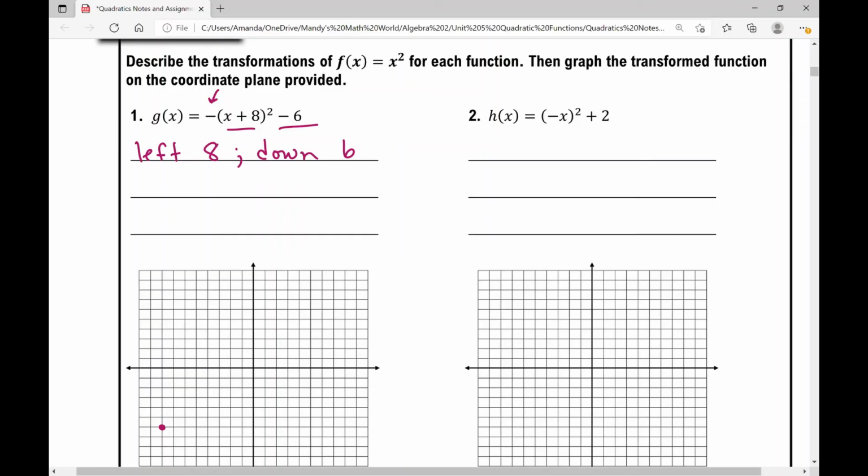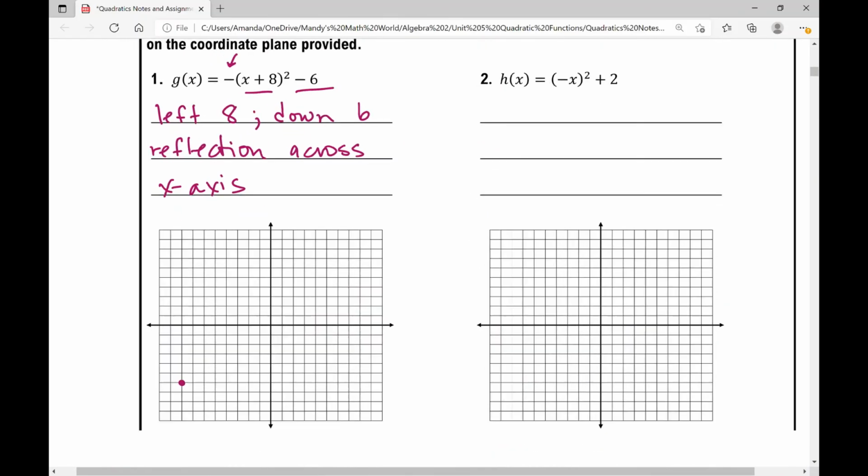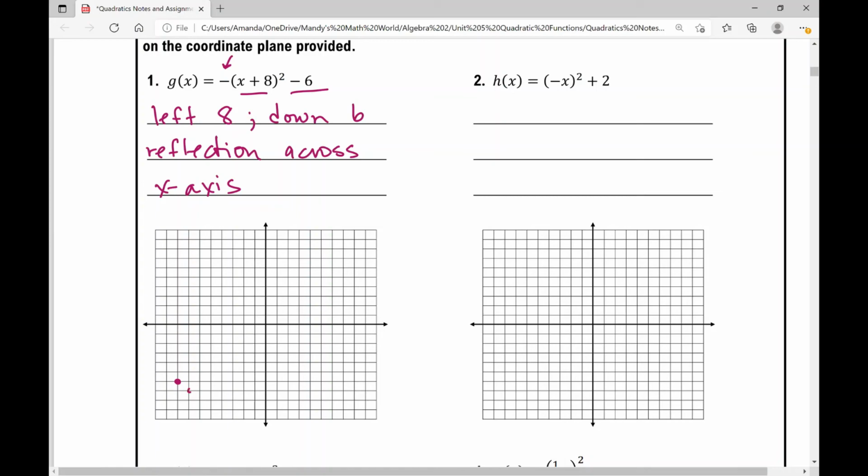This negative out front tells me that it's a reflection across which axis? It's a reflection across the x-axis. So instead of opening up, it's going to open down. There's no stretch or compression, so from that vertex, I know it's going to go out 1, down 1, out 2, down 4. There's my pattern.